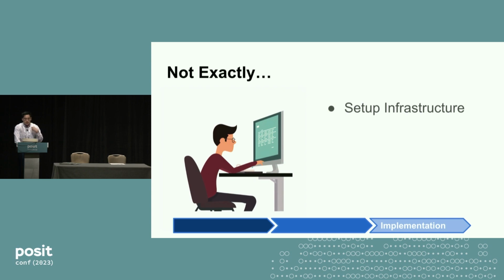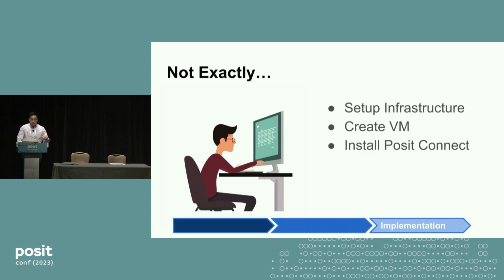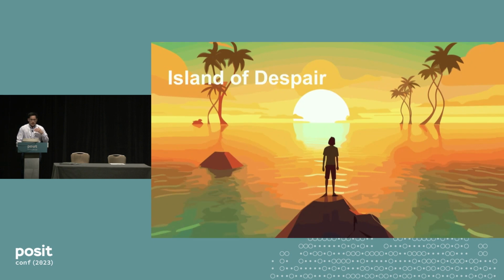And so the implementation was rather tricky because I didn't have a full-fledged data team with me. As I was figuring everything out, I had to figure out, am I going to create a VM? How am I going to create the VM? Install Posit Connect, and then make sure the IT consultants were signing off on all the things that I was doing. And so it felt like I was on an island of despair. It's literally just me, right? I'm trying to do my stuff, and now I have to spin up this new thing.